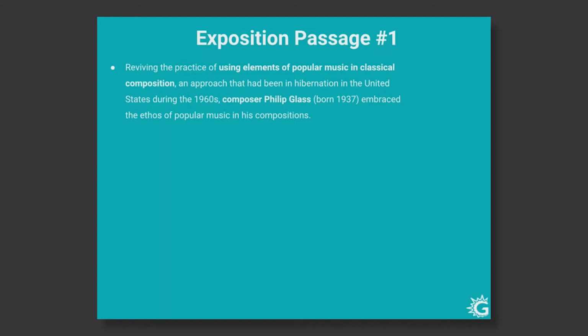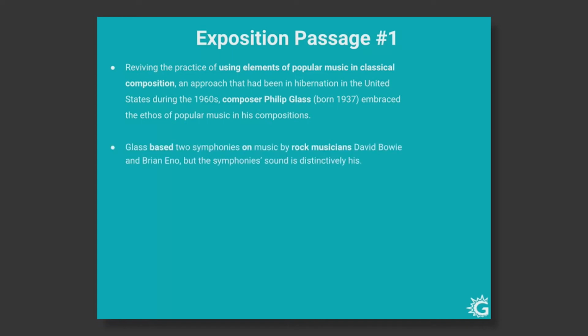What is the context of the sentence? It's talking about using elements of popular music in classical composition. That means Glass is one of those classical composers trying to employ these elements. So Glass, we know so far, is probably a classical composer, all right? Now we have this opening sentence that's telling us that Glass did this, all right? Let's see what it's followed up with, all right?